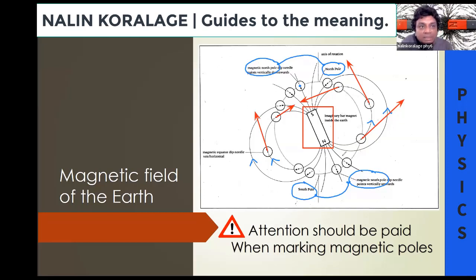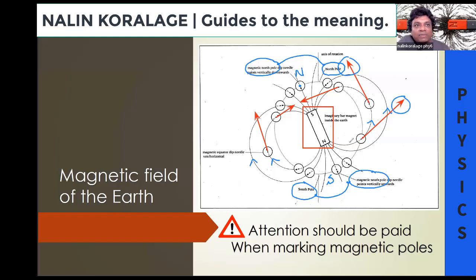When it comes to Earth's magnetic field, we have declared the top side to be the magnetic north pole, and the downside to be the magnetic south pole. So all these arrowheads are directed towards the north magnetic pole of the magnetic field of the Earth. They are always away from the south pole of the magnetic field of the Earth. Very important, remember that.